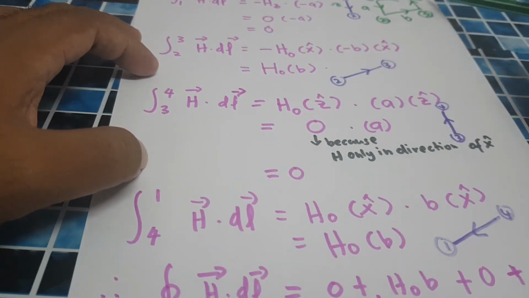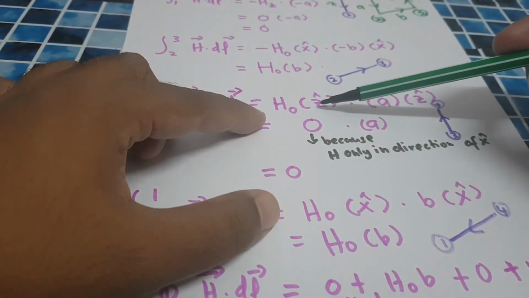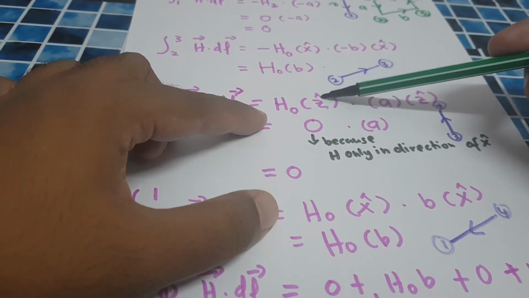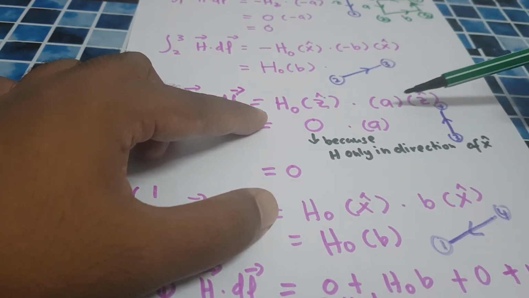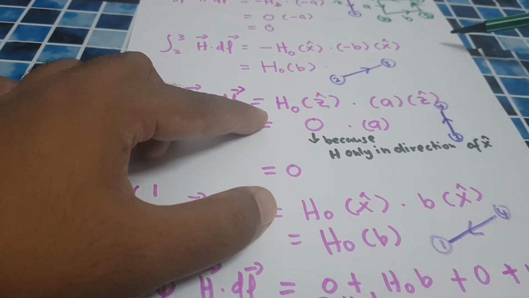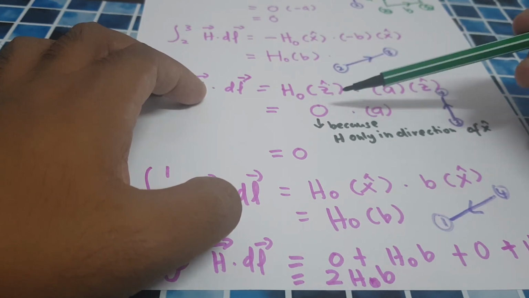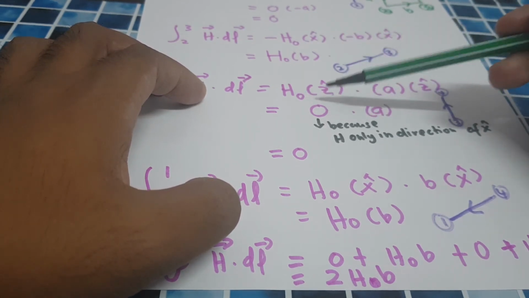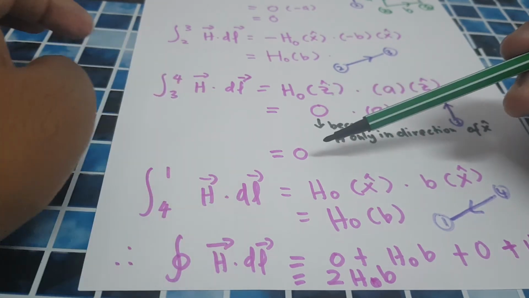Same with line 3 to line 4. Here dl, with length a, is in the positive z direction, but the H field is in the x direction. When the H field in the z direction is equal to 0, the final answer is equal to 0.